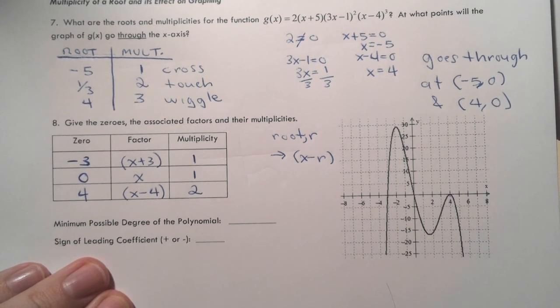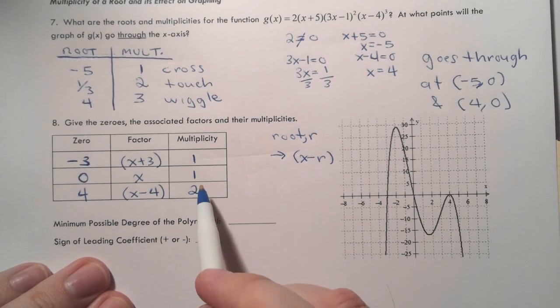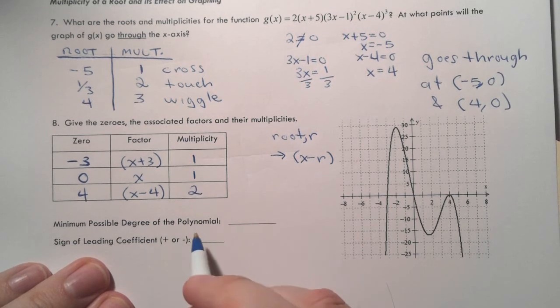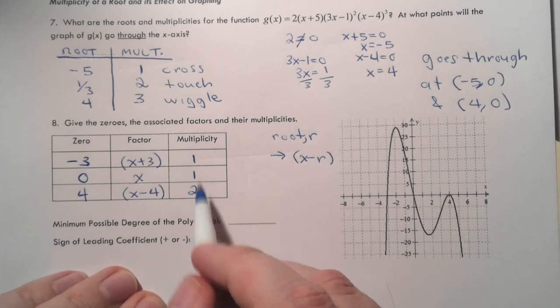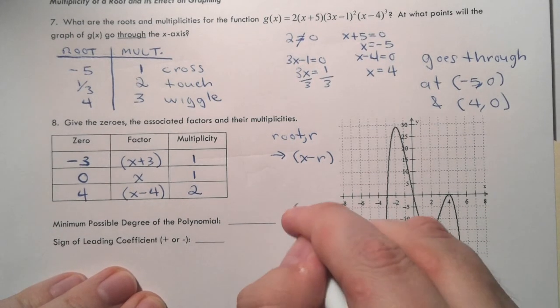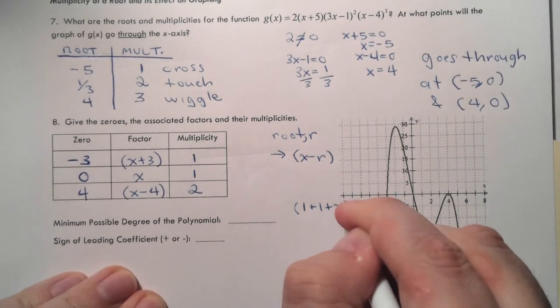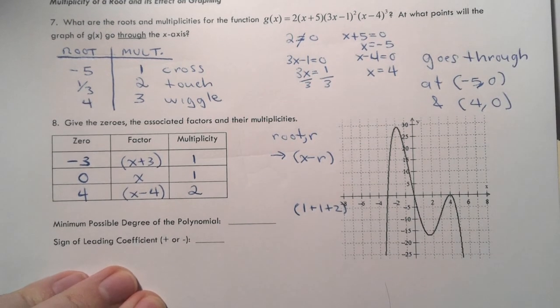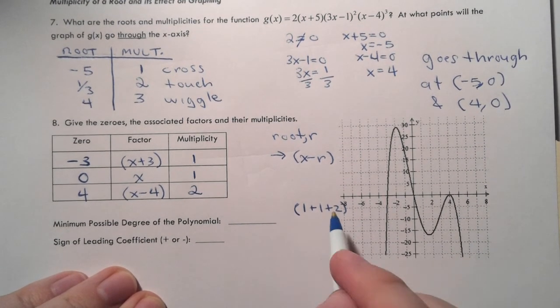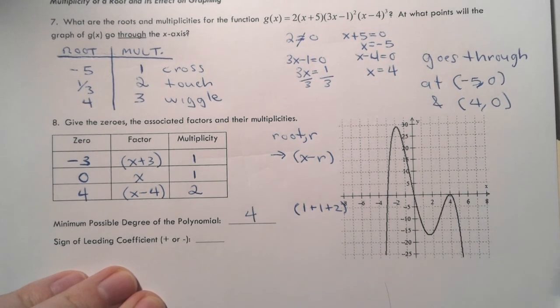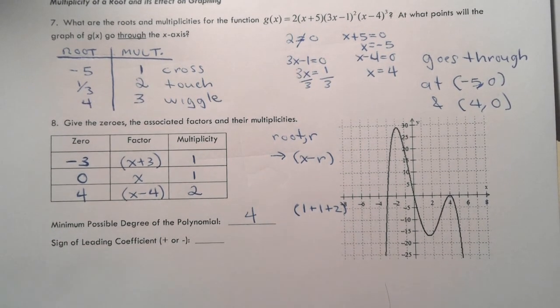How can I use this to find the minimum possible degree of this polynomial? Well, we talked previously about using the number of x-intercepts and the number of turns to predict. Using the multiplicity can give us even more information. I can just add up these multiplicities, and that gives me another idea of the minimum possible degree. 1 plus 1 plus 2, the minimum possible degree of this polynomial is 4.